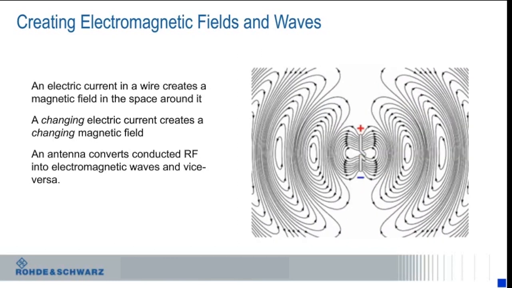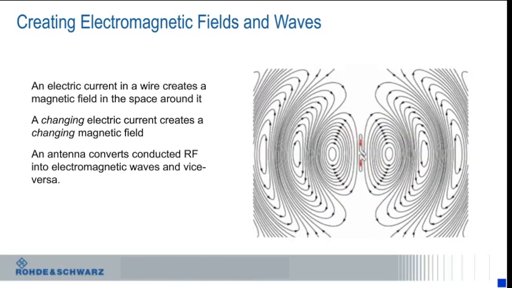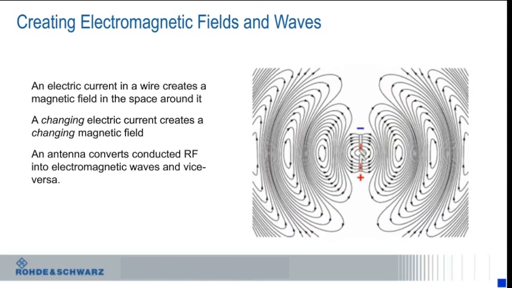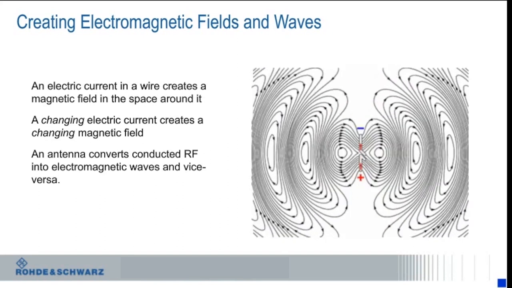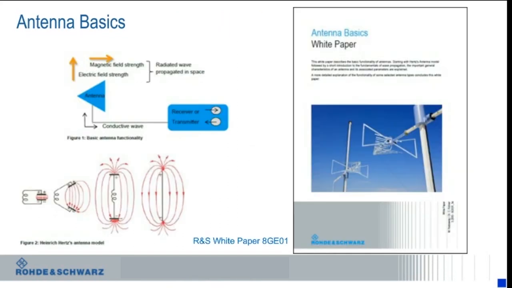Okay, so basic antennas. And I'm not an antenna guy, so bear with me. So conducted waves coming from your transmitter or going to your receiver are coming to the antenna, and that antenna is going to convert that into an electromagnetic wave that'll radiate out in space. Okay?